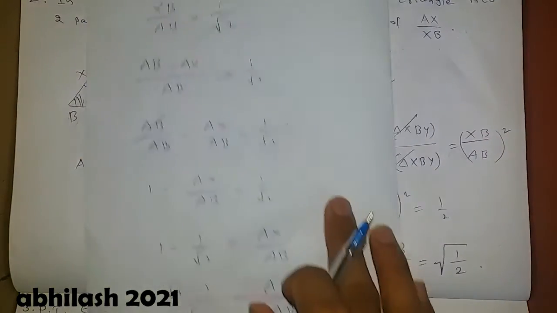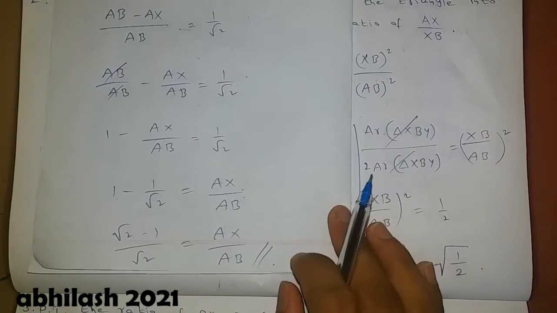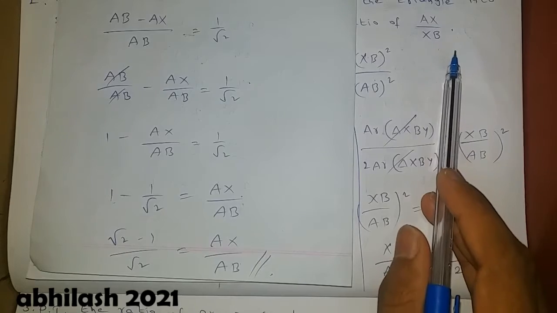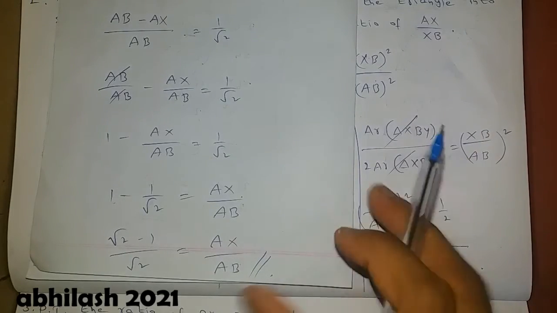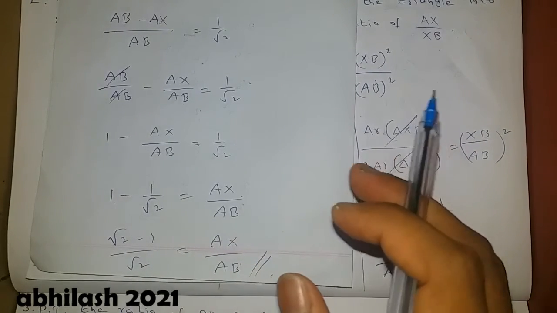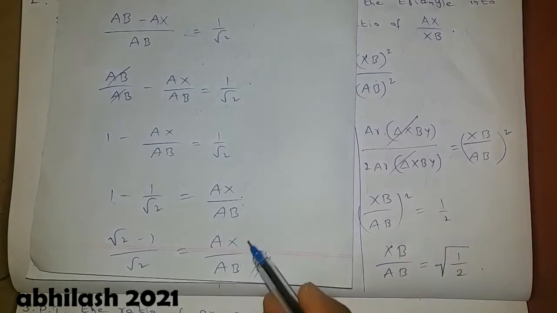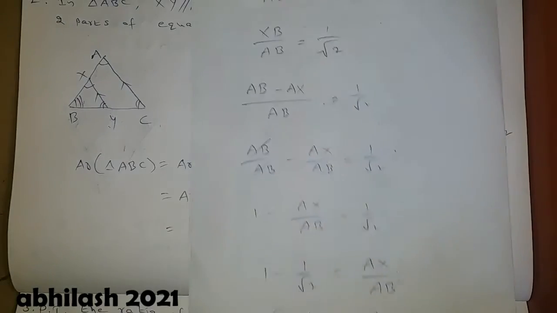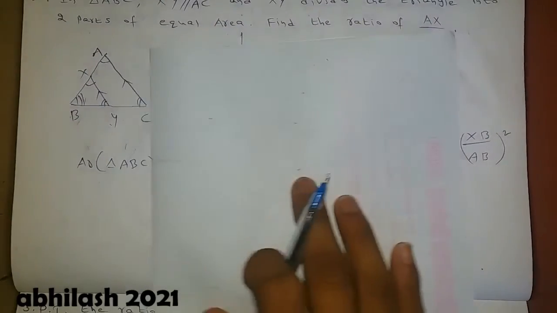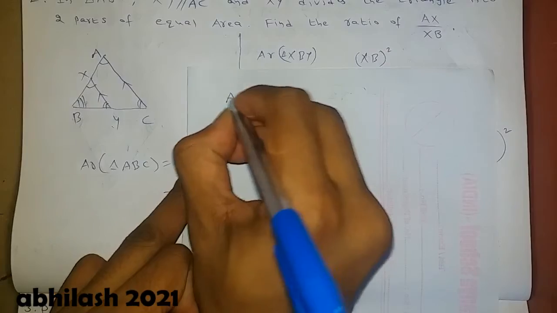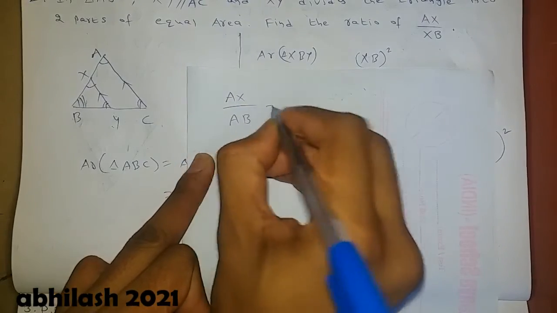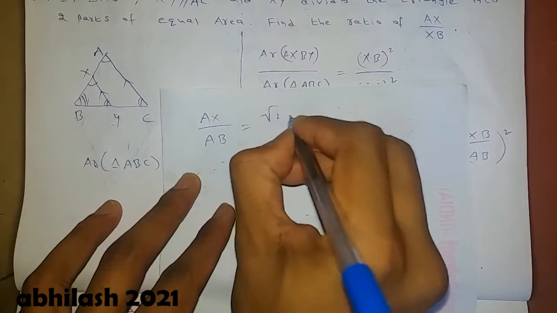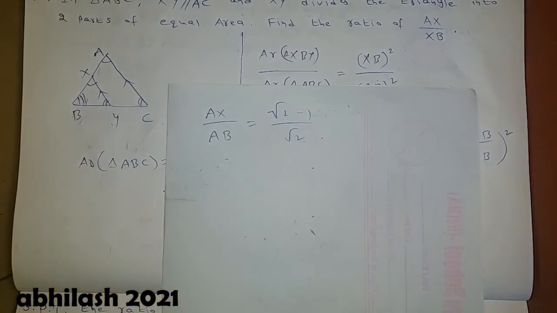Okay, so we got here AX by XB. Sorry, AX by AB. But in the question we want AX by XB. So still some other calculation we need to do. So what I will do now, AX by AB, we have AX by AB is equals to root 2 minus 1 by root 2. This is what we got now.